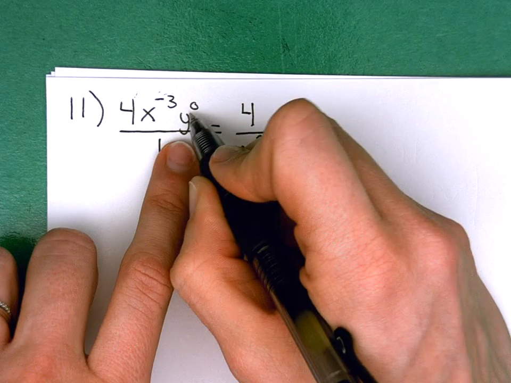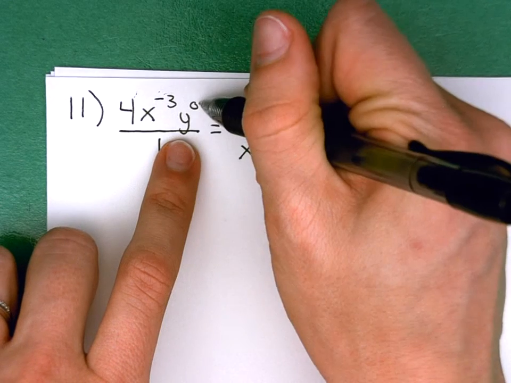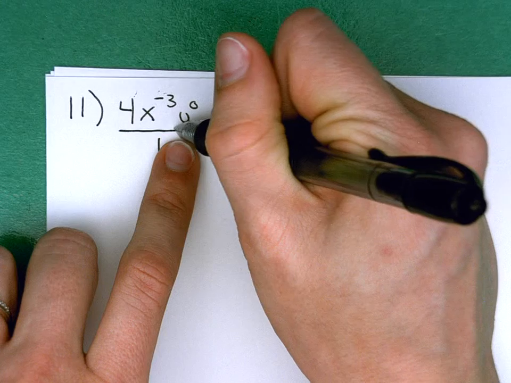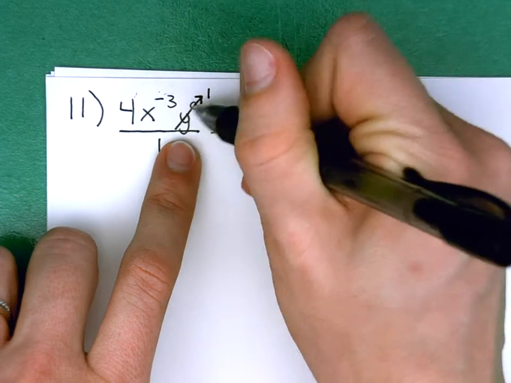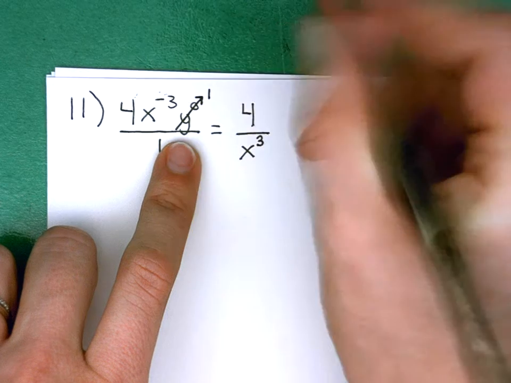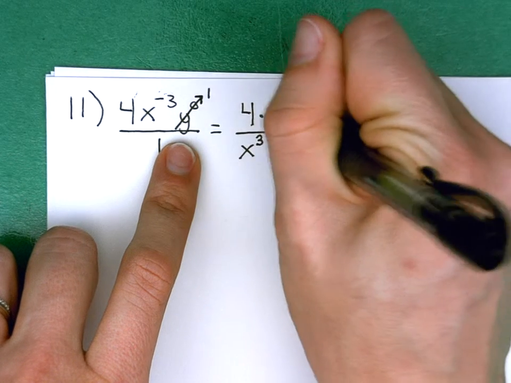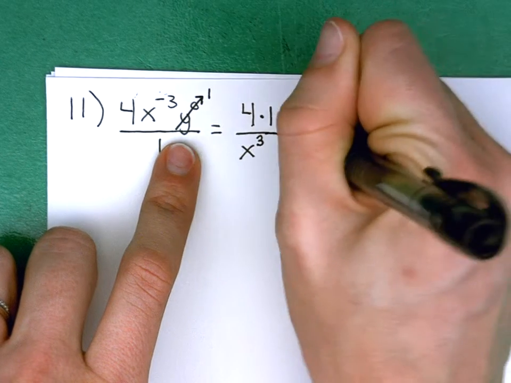Any variable or coefficient that has a 0 as an exponent is technically 1, and that's true for anything with 0 as an exponent. It's actually 1. And so we have up in the numerator times 1.